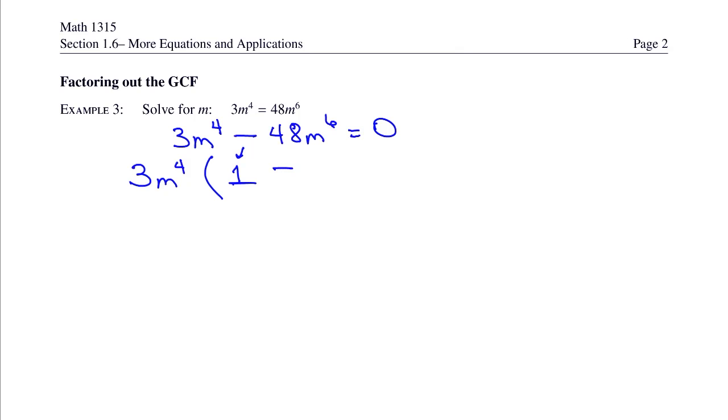Minus 48 divided by 3 is 16. And then m to the 4th times what is equal to m to the 6th? That would be m squared.